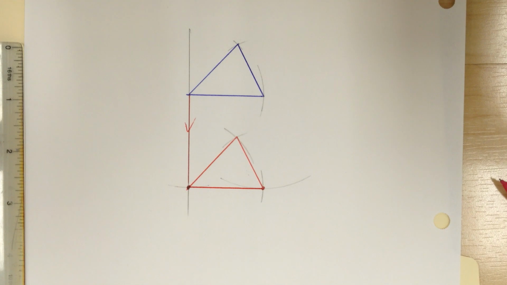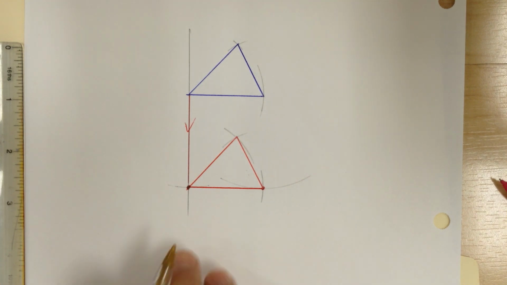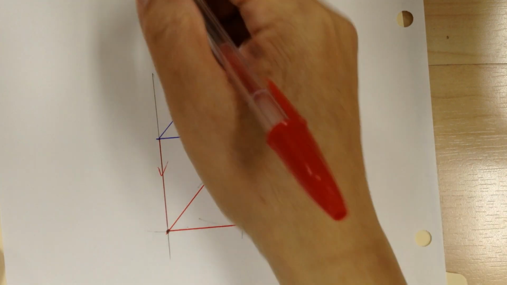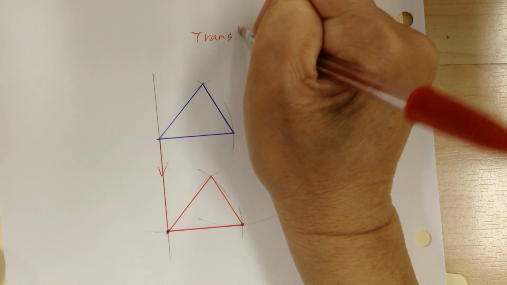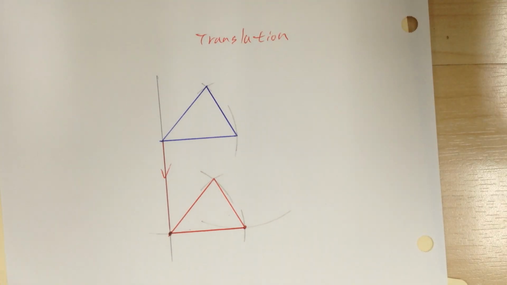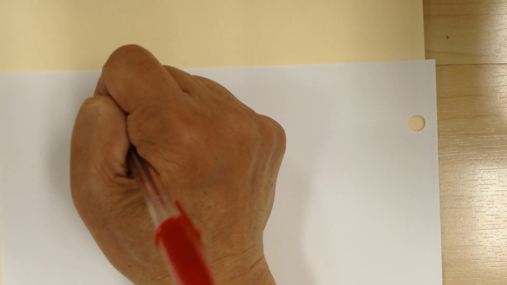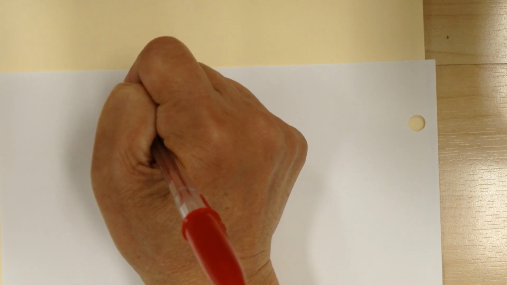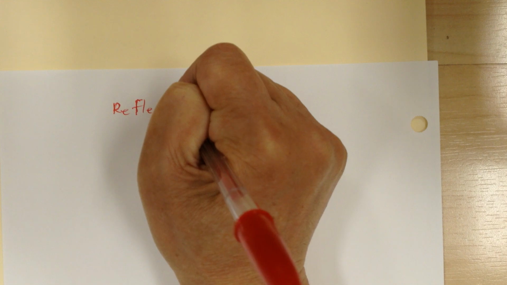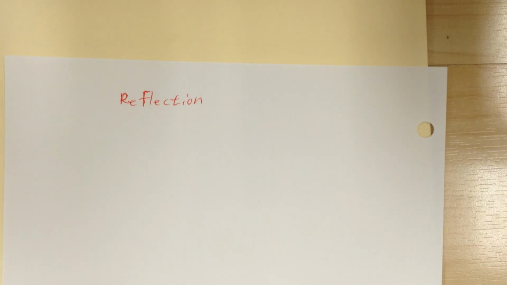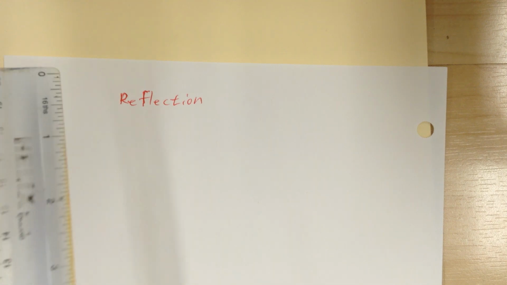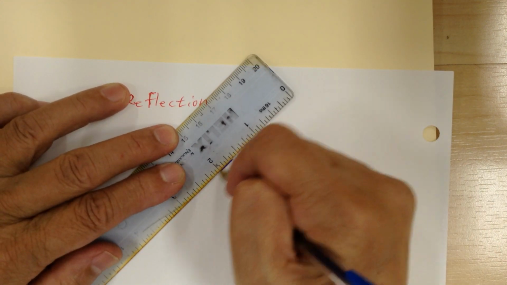Now let's go and do the, so this is translation. Now let's go and do the reflection. Reflection means flip things over. So again, let's start with a random triangle.